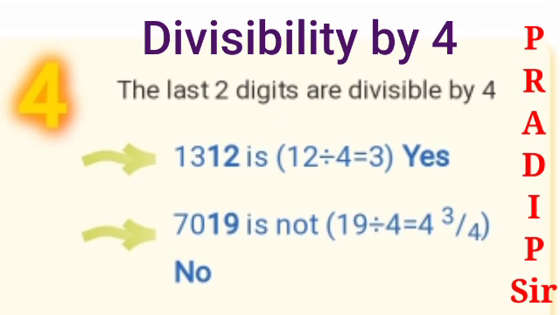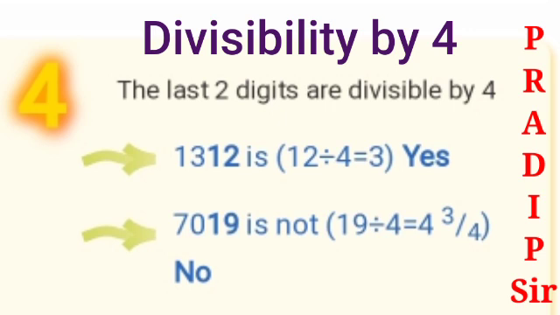If we take the example, here is given 1312, then look at the last two digits. The last two digits are 1 and 2, and the number formed by the last two digits, that means the digits present in ones place and tens place, is 12. As we know, the number 12 is divisible by 4, because 12 by 4 is 3, a whole number. So as 12 is divisible by 4, the entire number, that means 1312, is divisible by 4.